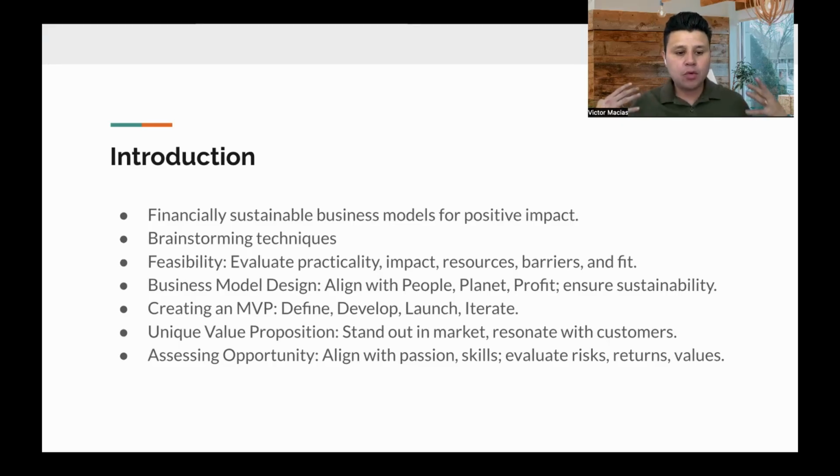We're going to walk through the process, the lean model, the lean canvas, and the lean startup process. So we're going to focus on business model design, MVP, creating your unique value proposition, and assessing the opportunity. And I think the secret sauce that a lot of people don't do is finding alignment in that opportunity with what you're uniquely great at, so that it increases your chances of success.